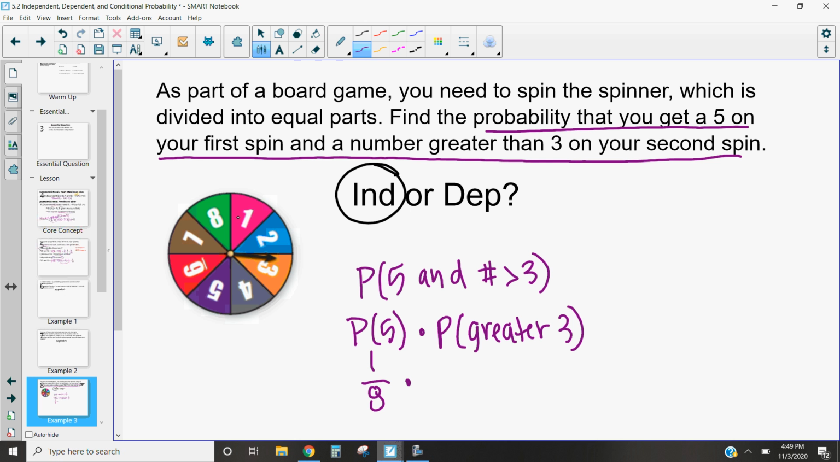the probability of getting some number greater than 3. Well, that's 1, 2, 3, 4, 5 numbers greater than 3. So 5 times 8 will give us a 5 out of 64. And we can leave that there. We can also calculate it into a decimal, and that would give us 0.078, which is approximately 7.8%. So the probability of me getting a 5 and then a number bigger than 3 is about 7%.